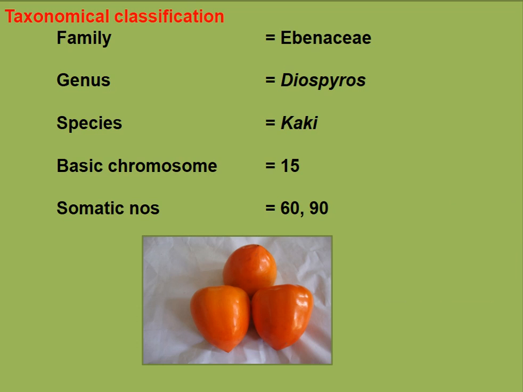So today we are going to see about the cultivation practices of persimmon. Persimmon belongs to the family Ebenaceae. It has the genus Diospyros, species kaki. Basic chromosome number is 15 and somatic chromosome number is 60 and 90.